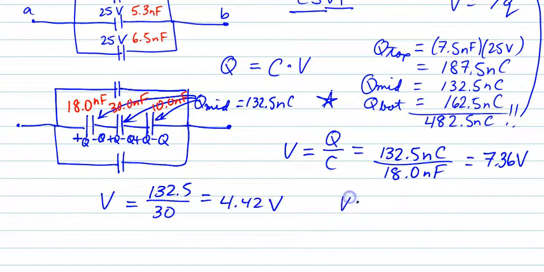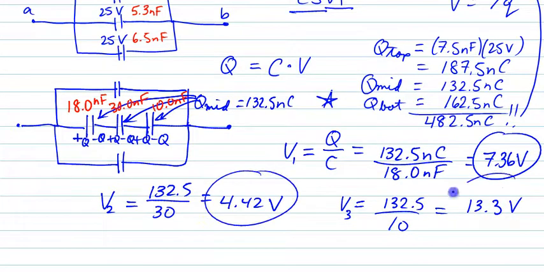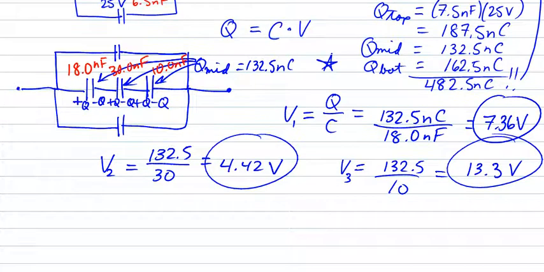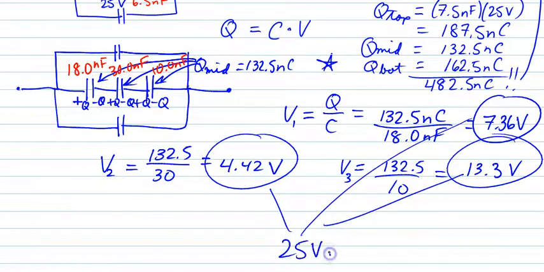And then the last one, so let's call those V1, V2, and V3. The last one is going to be 132.5 over 10, which I've rounded to 13.3 volts. And when you add these three numbers together, can you guess what you get? That's right. You're going to get 25 volts. So those voltages will add up in series, which is exactly what we expect.